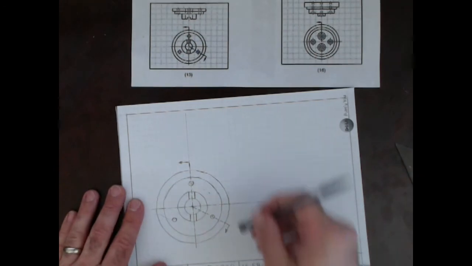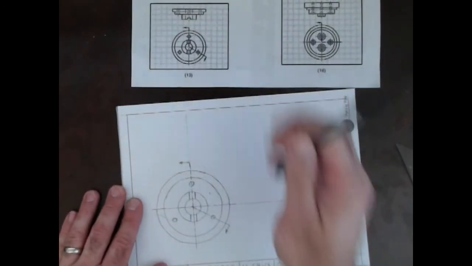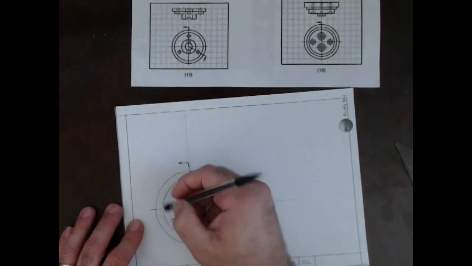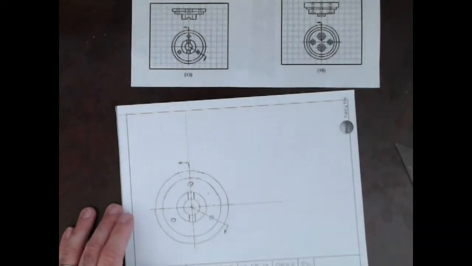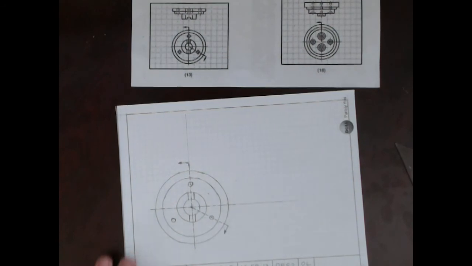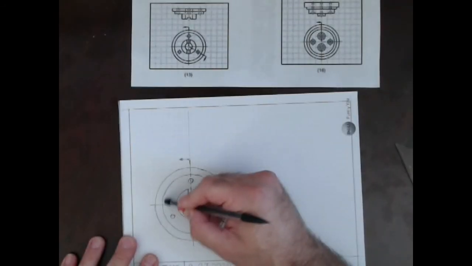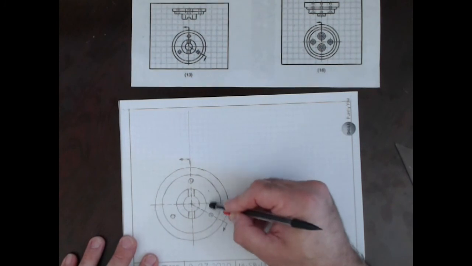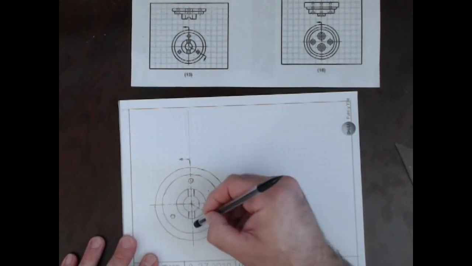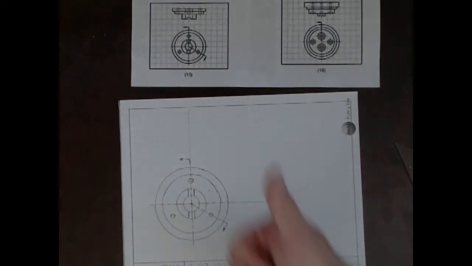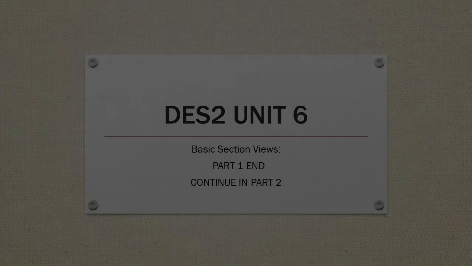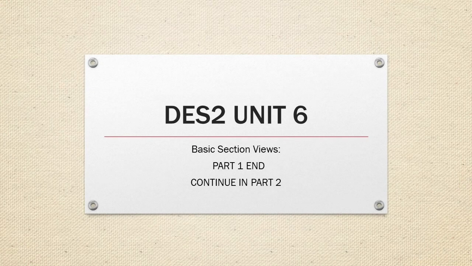Alright, I'm cleaning off the end of the center line, so it's the correct length. And cleaning up a little mess there. Alright, there we go. We're done with the front view. This ends the first installment of this tutorial. Please proceed on to part 2, where we develop the top view.